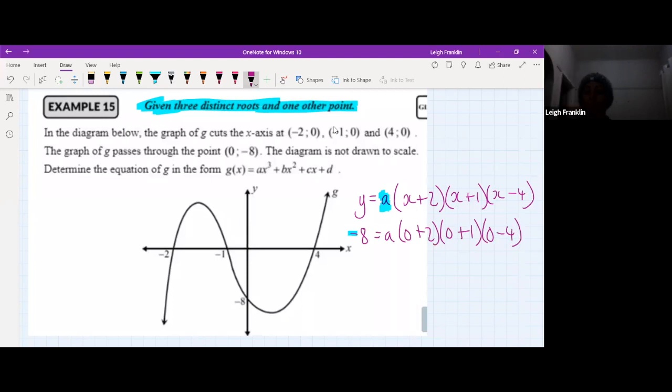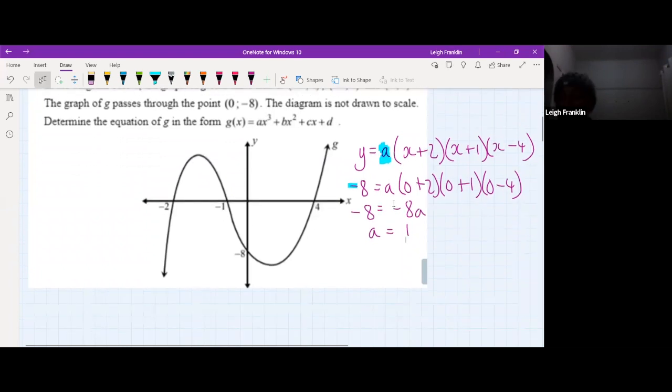Now we're going to multiply those three brackets together, and that is going to be the coefficient of a. So -4 times 1 times +2 gives us -8a as our coefficient, which is equal to -8. When we divide both sides by -8, we do in fact find that a is equal to 1. But we cannot just assume that it is. We are feeling good about our answer because we can see the graph is concave down and then concave up, so it makes sense that a is a positive number.